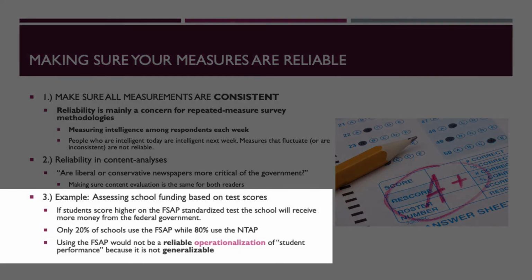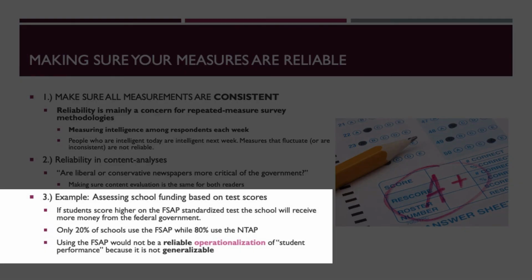And then a third example, let's say that we wanted to assess school funding based upon test scores. One thing that you have to consider is the generalizability of the thing that you're studying. So for instance, and these are all completely made up, they're not real at all, but let's assume that if students score higher on the FSAP, a totally made up standardized test, the school will receive more money from the federal government.